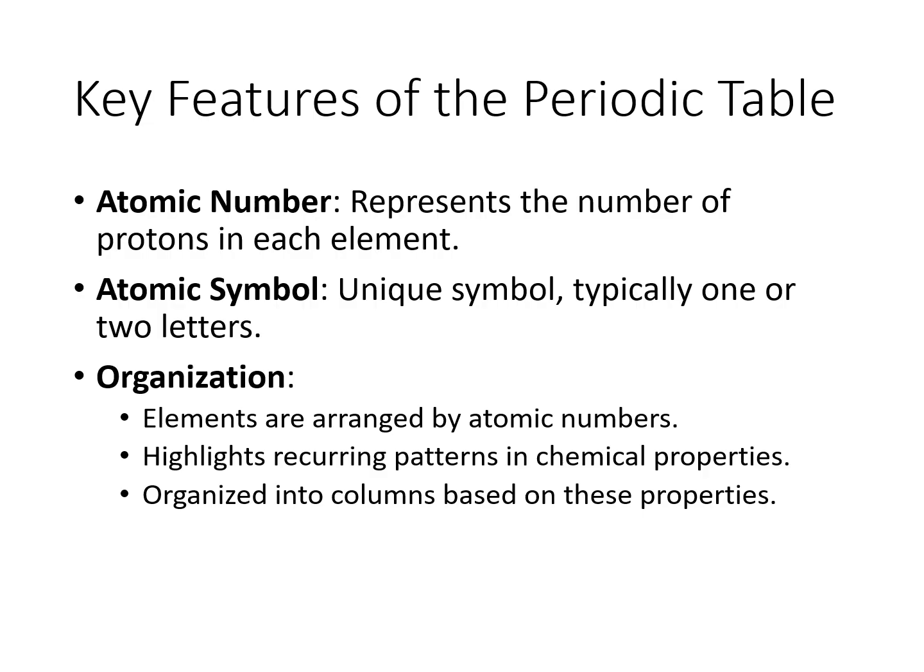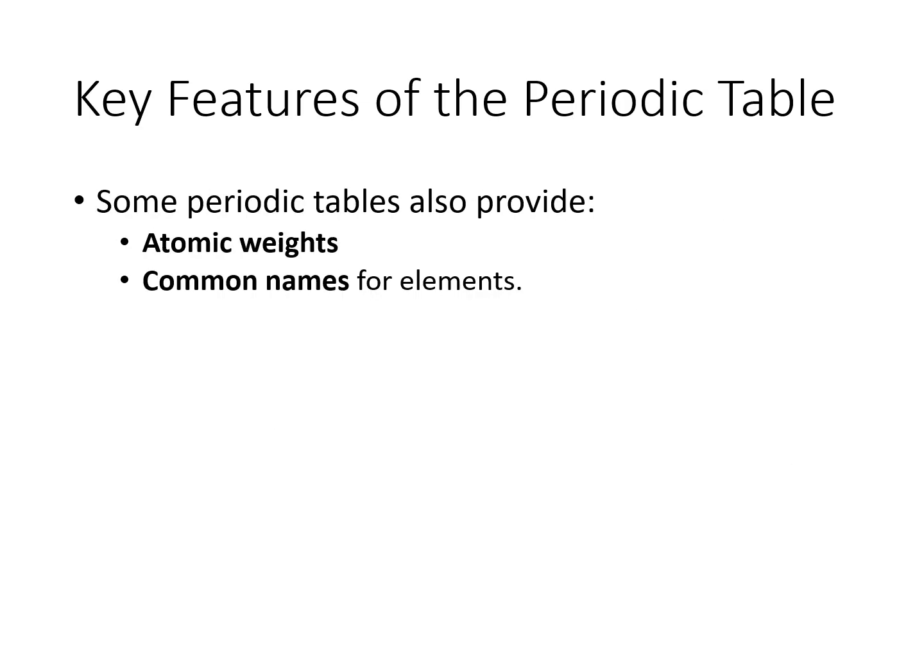The table is also divided into columns, or groups, where elements share similar traits. Some versions of the periodic table even include atomic weights and common names for certain elements, making it a one-stop shop for understanding the building blocks of matter.